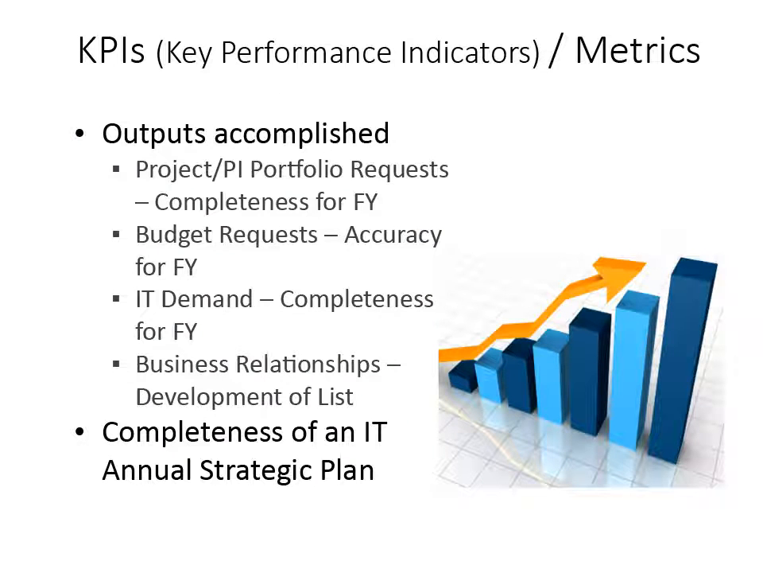There are several metrics or key performance indicators we can use to measure our performance in strategy management. This includes looking at our accomplishments such as project requests, budget requests, IT demand, and the development of business relationships. Another KPI is the completeness of our annual strategic plan.